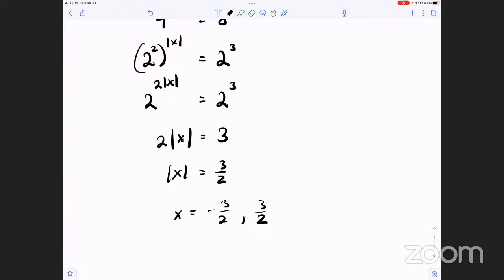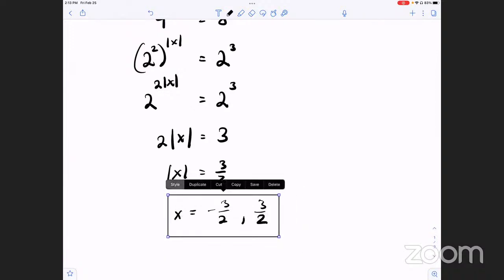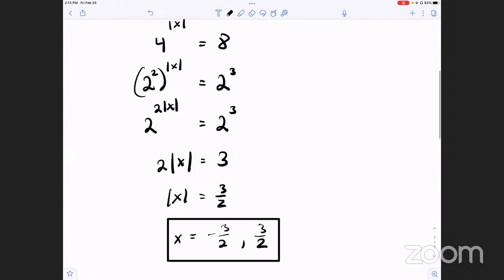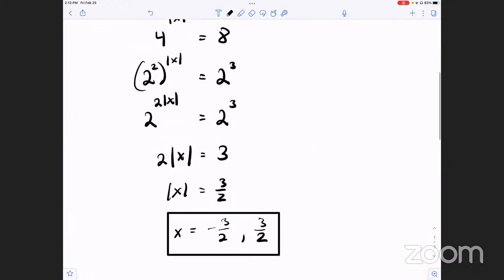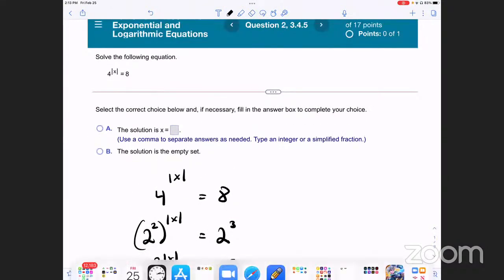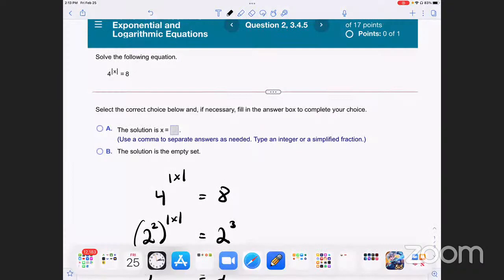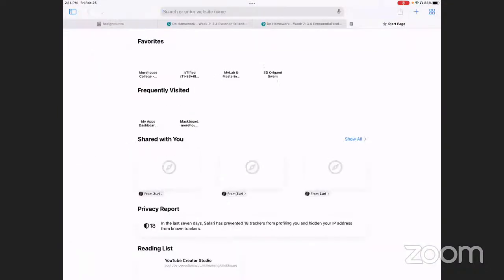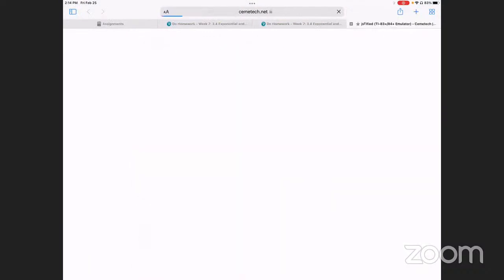So we get these results, right? Suppose we want to check this before we submit it. We want to get a sense, okay, is this correct or not? Something like this we can actually check before we move on. Like if we were on an exam, instead of having to submit the whole exam to get feedback, we want to try to be thorough. So we got a negative 3/2 and a positive 3/2, right? So let's see how to check this.